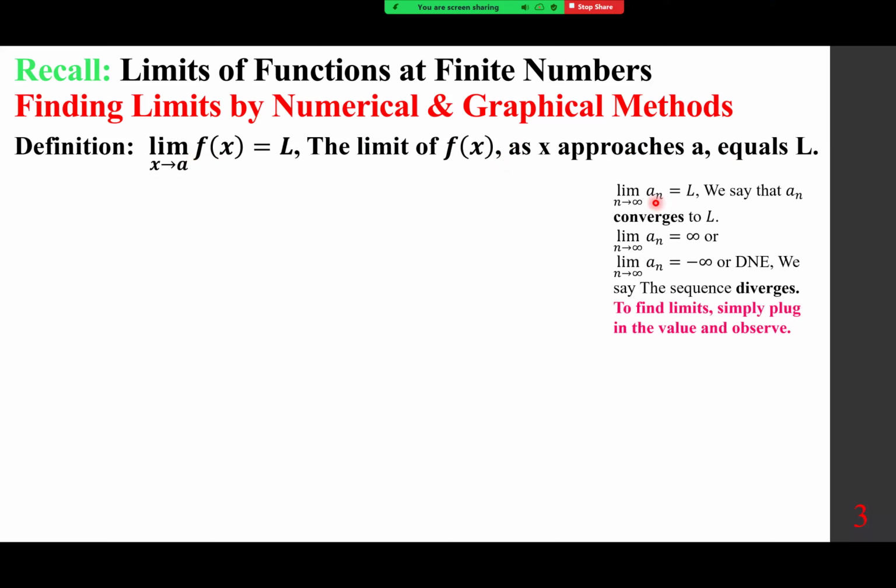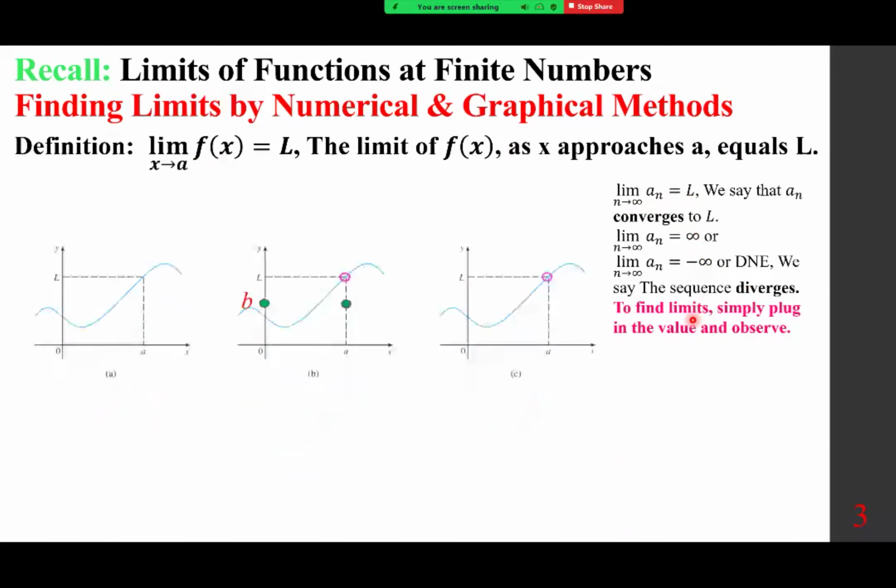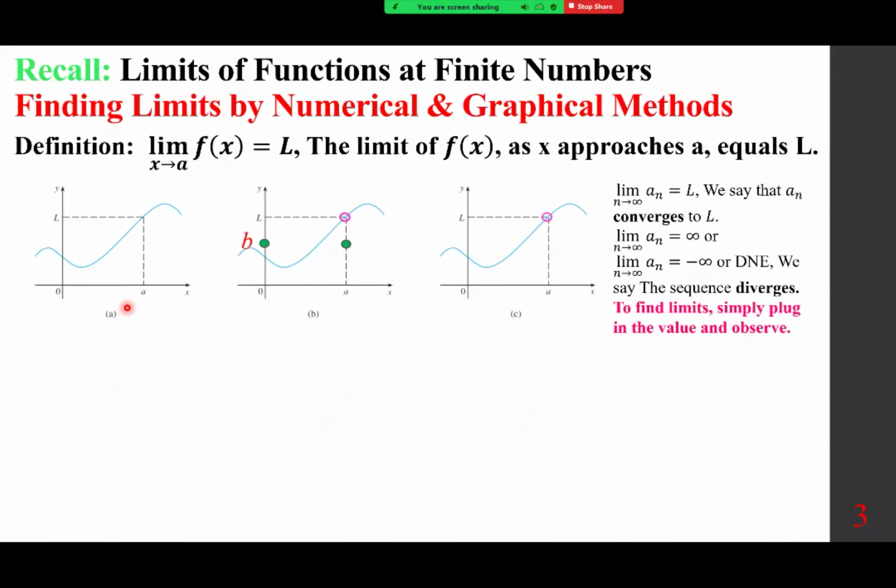The limit of a sub n as n approaches infinity is L. We say a sub n converges to L. If it's infinity, negative infinity, or DNE (does not exist), it diverges. To find limits, simply plug in. In all of these cases, we are interested in finding the limit of f of x as x approaches a.